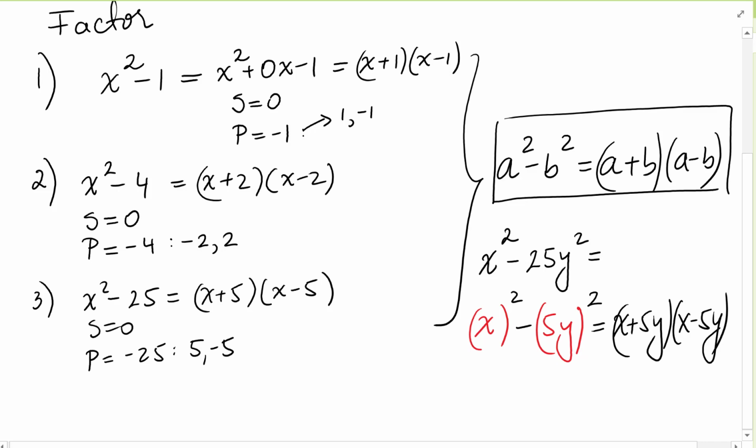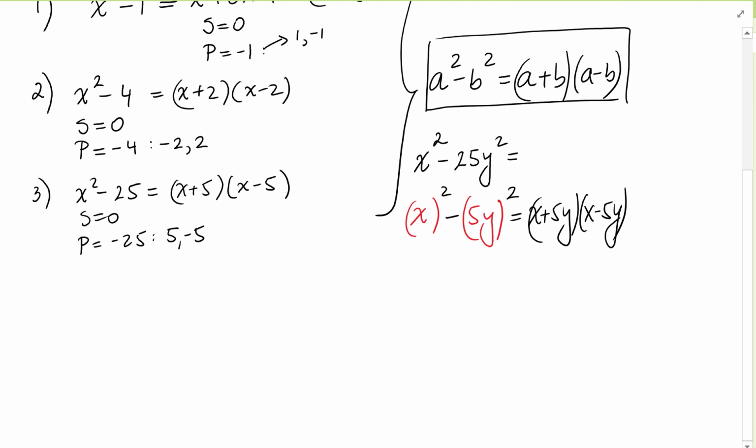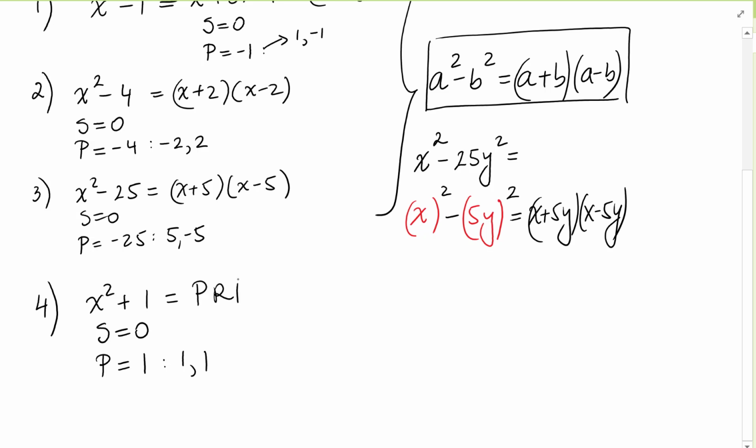All right, now let's take a look at another situation. What if we have x squared plus 1 and we want to factor it? So following the same process, I'm looking for two numbers that have the sum 0 and the product 1. So the two numbers that have product 1 are 1 and 1. 1 plus 1 is never 0. So what does that mean? This means it's prime.